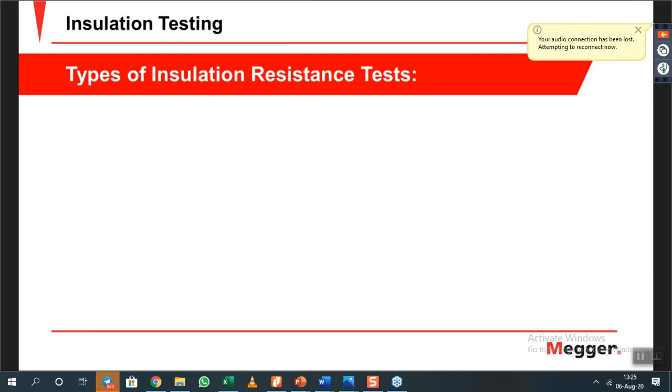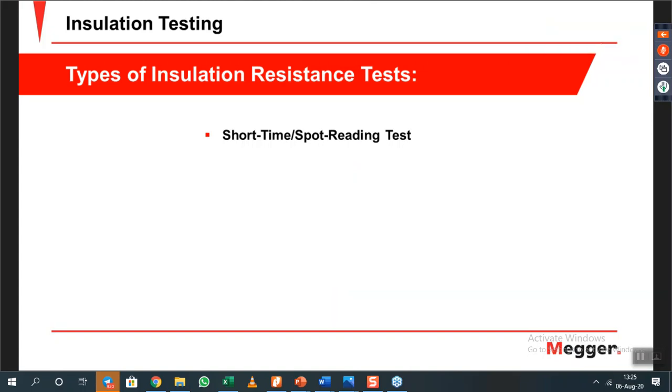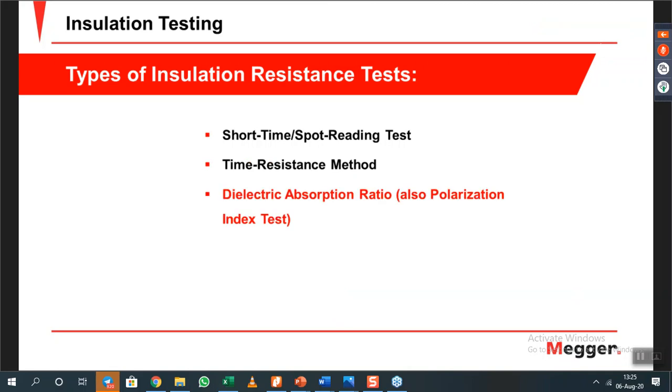Resistance test. The most popular one is the spot reading test. This is the 60-second test that you are familiar with. So we inject the DC voltage for 60 seconds and get the result. Also, the time resistance method is when we do the comparison over time. But of course, in this presentation, we will be dealing more with the dielectric absorption ratio, which is also called the polarization index. It just depends on the time domain.